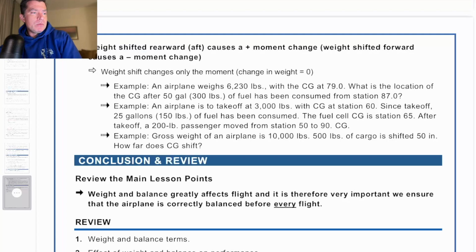All right. Review the conclusion. Weight and balance greatly affects the flight and is therefore very important. We ensure that the airplane is correctly balanced before every flight. All right, you will be doing this for the rest of your career or the rest of the time that you are operating an airplane.